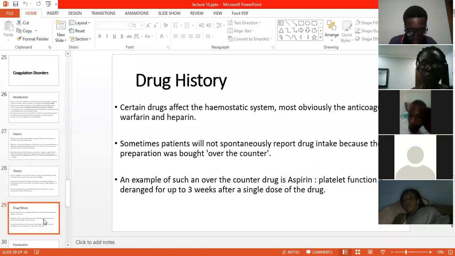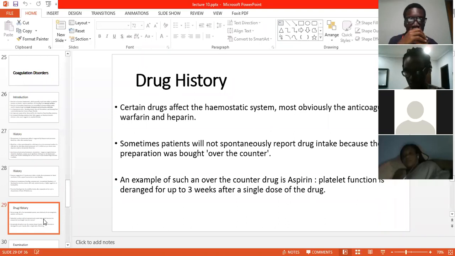Then when it comes to drug history, you also need to find out about medications that the patient is taking. For example, aspirin. Aspirin is an over-the-counter medication that we buy from the pharmacy, but it can lead to bleeding disorders. So it's very important for you to ask about certain medications that the patient is on.